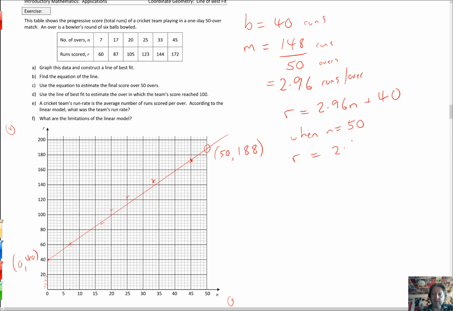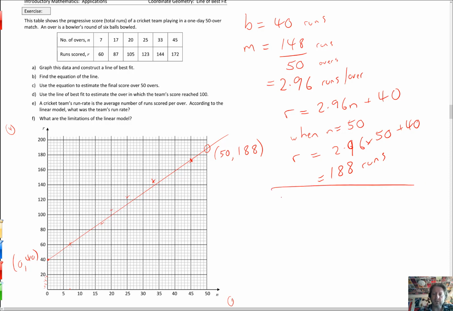R equals 2.96 by n of 50 plus 40, which I assure you will come out to 188. So the equation estimates the final score after 50 overs of 188. Yours or mine on the next page might be slightly different. Use a line of best fit to estimate the over in which the team score reached 100.